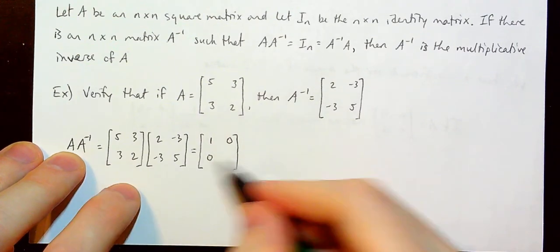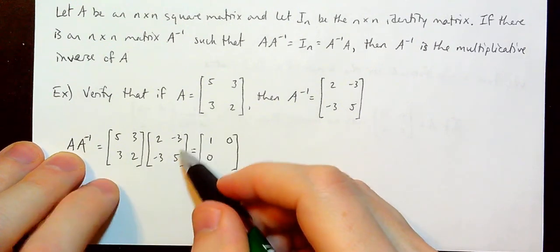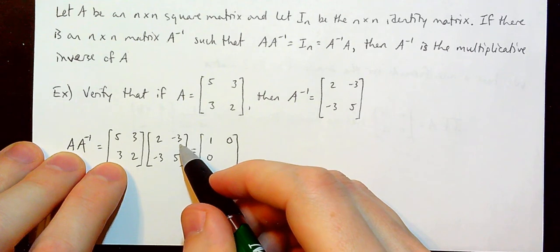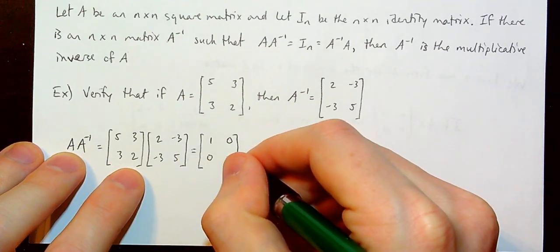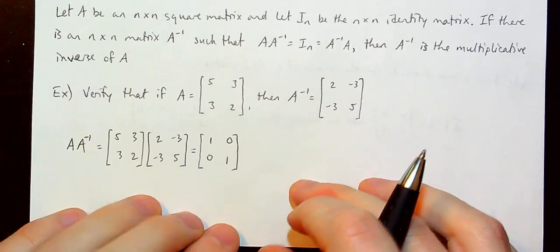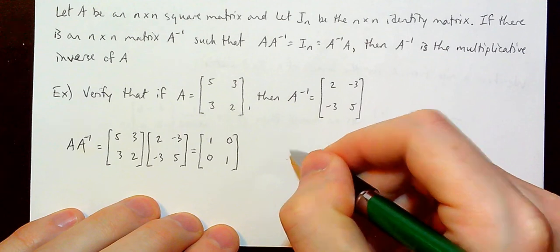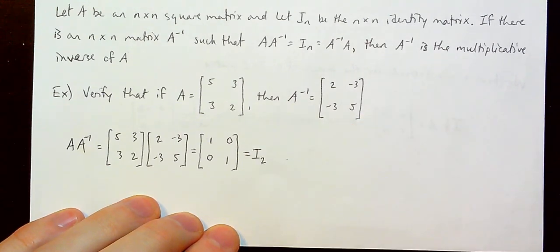And second row, second column. Product of the firsts, negative 9. Product of the seconds, 10. Negative 9 plus 10 is a 1. And obviously this is the 2 by 2 identity matrix.